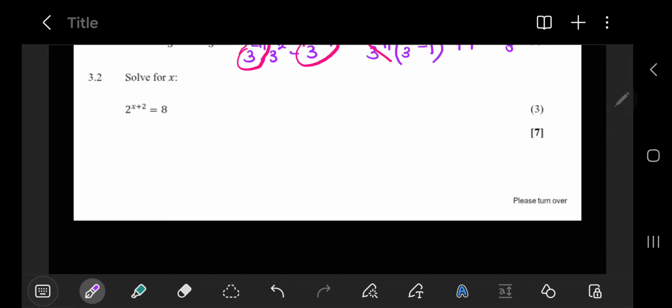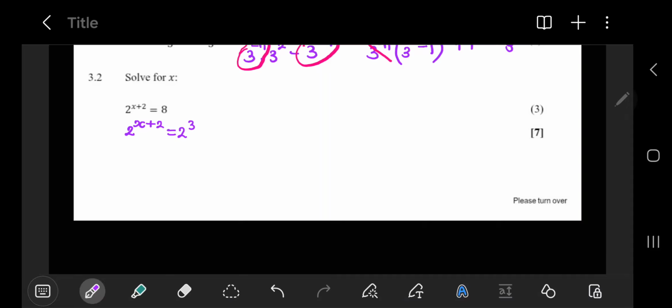Now for 3.2, we need to solve for x, and again, x is the exponent. And we know that for these type of questions, where x is the exponent, your first step is always the same. Get your bases to be products of prime numbers. So the left-hand side is fine because 2 is a prime number. But the right-hand side where we have 8, 8 can be rewritten as 2 cubed.